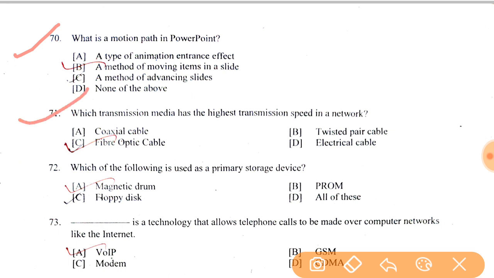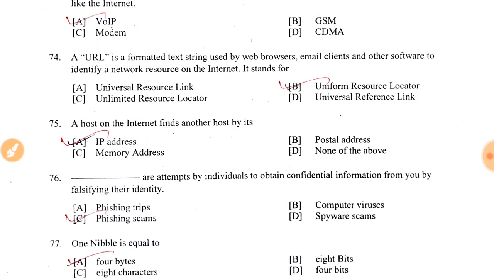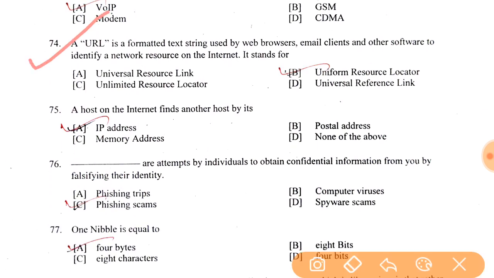Question number 71: which transmission media has the highest transmission speed in a network? Fiber optic cable. Question number 72: which of the following is used as a primary storage device? Magnetic drum. Question number 73: DAS is a technology that allows telephone calls to be made over computer networks like the internet. The answer is VoIP, option A. Question number 74: URL means uniform resource locator.